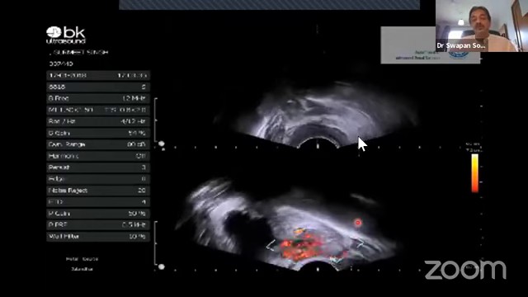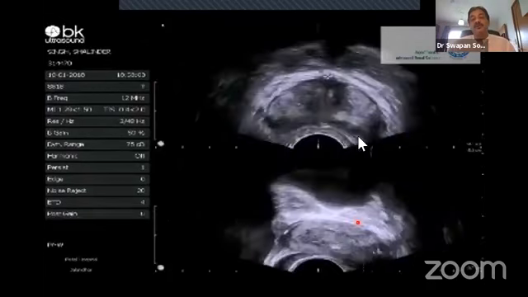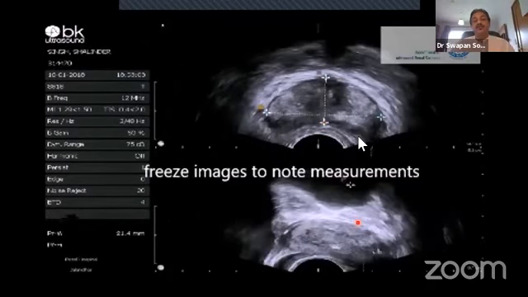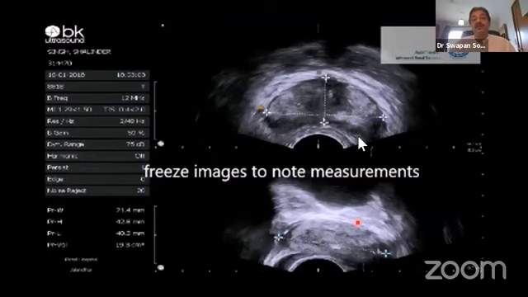Pathology, you can see various possibilities. Once you have finished with the ultrasound, you feel the image.